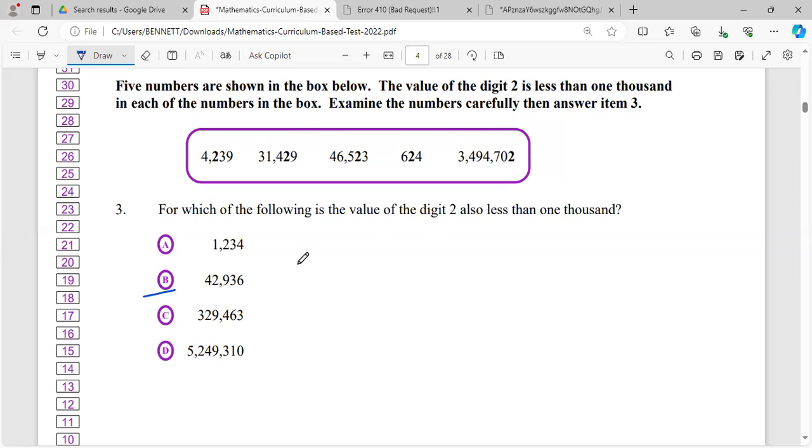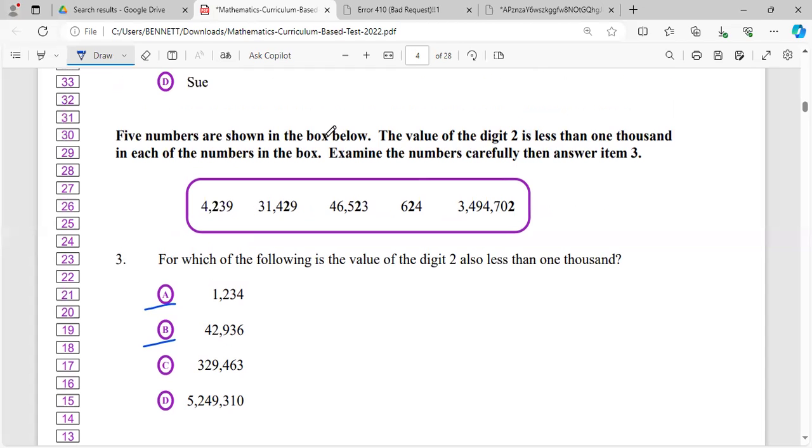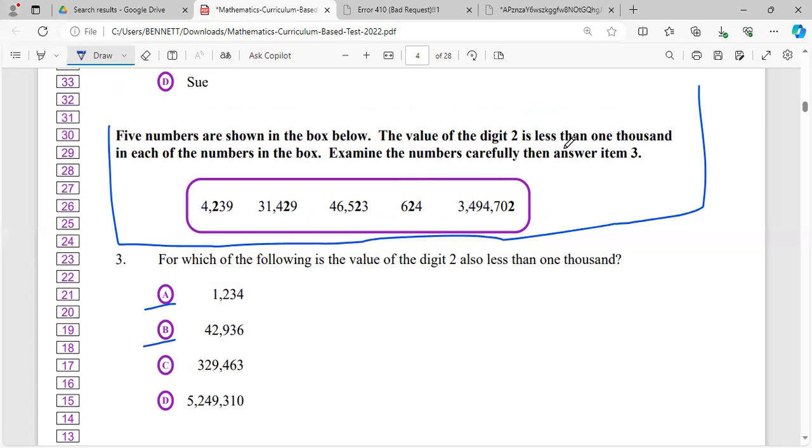Why is it A? It's in the hundreds place. You know why she got B? Not quite, because guess what? She jumped over the heading. Look here, the part where it said, 5 numbers are shown in the box below. The value of the digit 2 is less than 1,000 in each of the numbers in the box. Examine the numbers carefully, then answer item 3. But she didn't read none of this. Sir, I never saw because my screen was zoomed into the purple box.